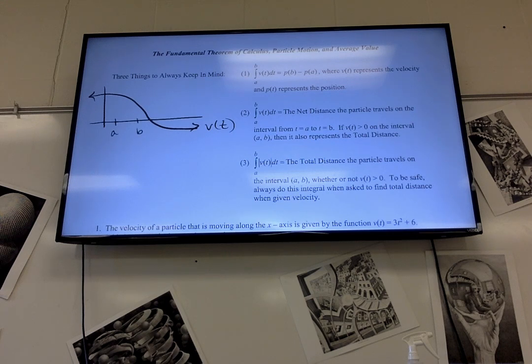If I was trying to find the integral from A to B of the velocity, then of course that's the area from A to B under this curve. And that is going to tell us what position it traveled or what distance it traveled from A to B. Because it's going from position B minus position A.